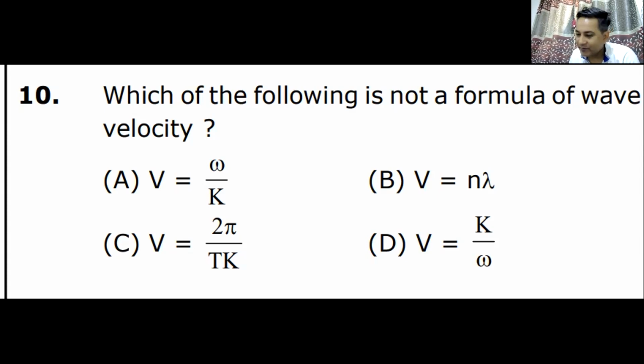Let me see who can give me the answer for this one. K, remember, is 2 pi by lambda. Which of the following is not? Yes, well done. I was not expecting this, but this is good. The formula number 4 is the wrong formula. Well done. That means you understand the wave equation and its basic formulas.